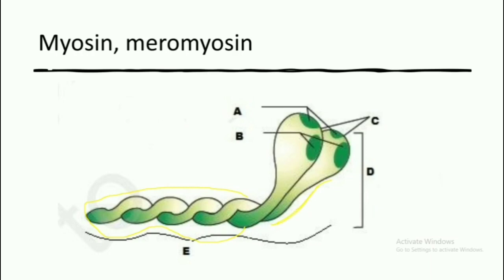Okay, that is the cross arm region, and the cross arm region and the head region are connected with a hinge, and because of the presence of a hinge, the head can move backward and forward. This backward and forward movement of the head is very important in the sliding filament theory. So this is about myosin, and myosin is made up of a single unit called meromyosin, which contains 2 heavy chains, that is, 2 heavy meromyosin and 4 light meromyosin.